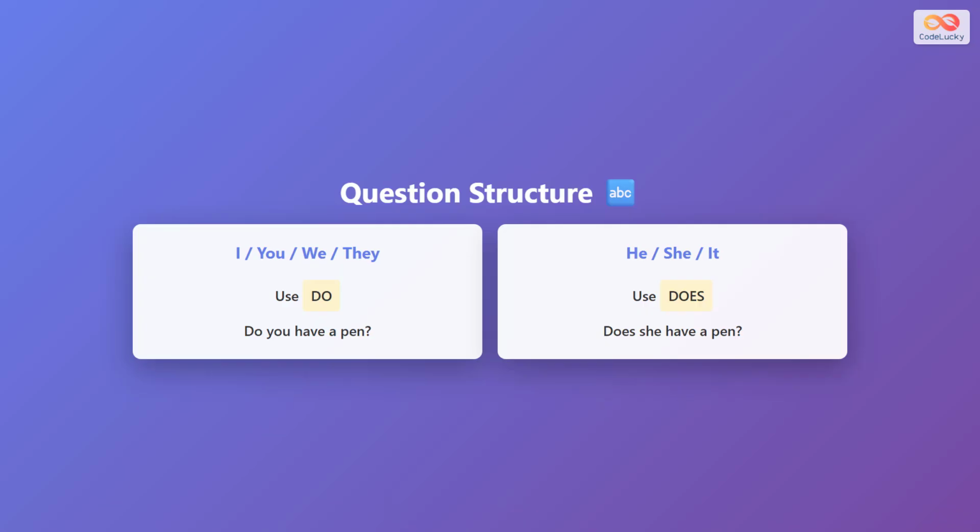When asking questions with have, we use helping verbs. For the subjects I, you, we, and they, we use the word do. For the subjects he, she, and it, we use the word does. For example, do you have a pen? Or does she have a pen?